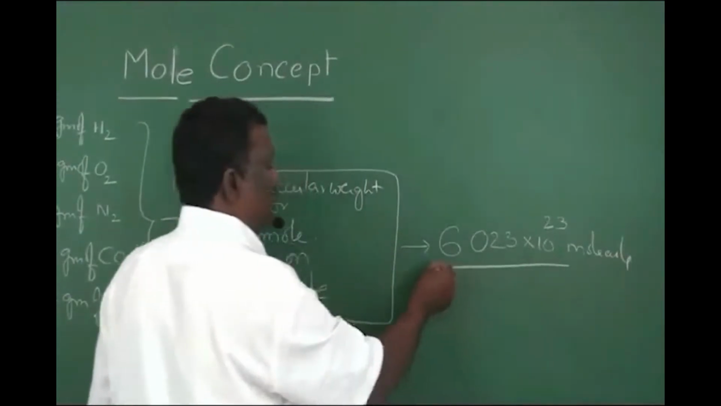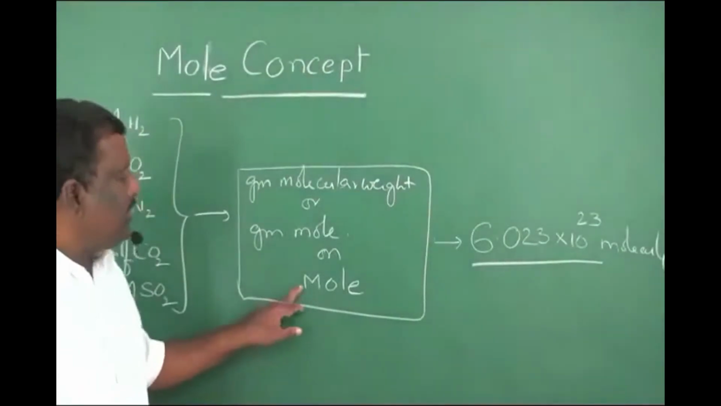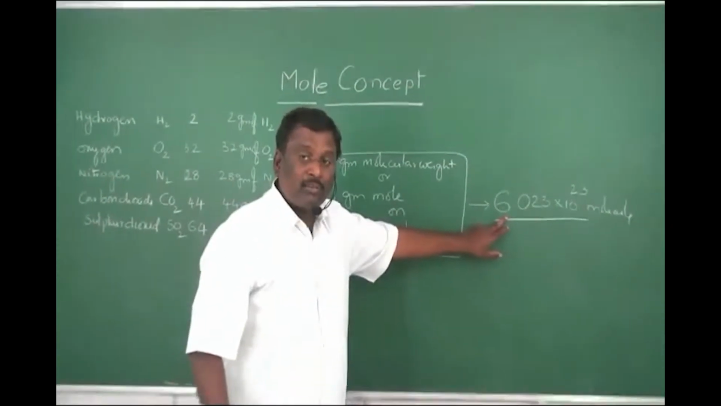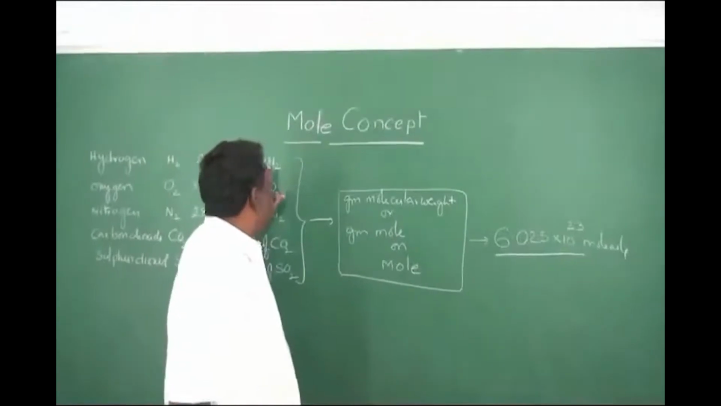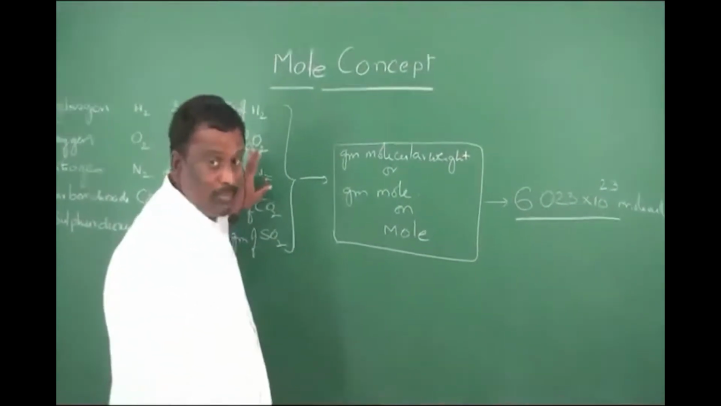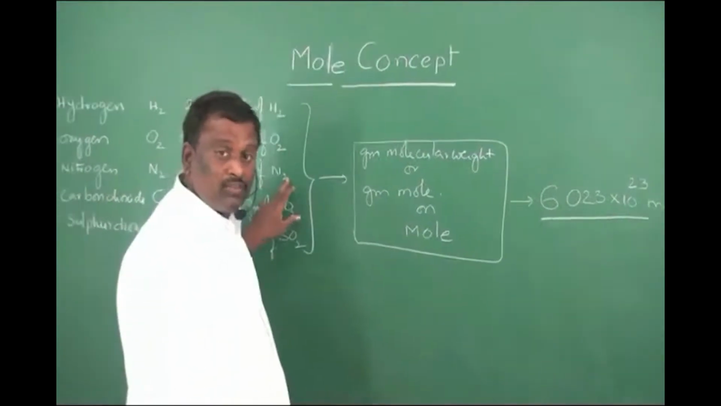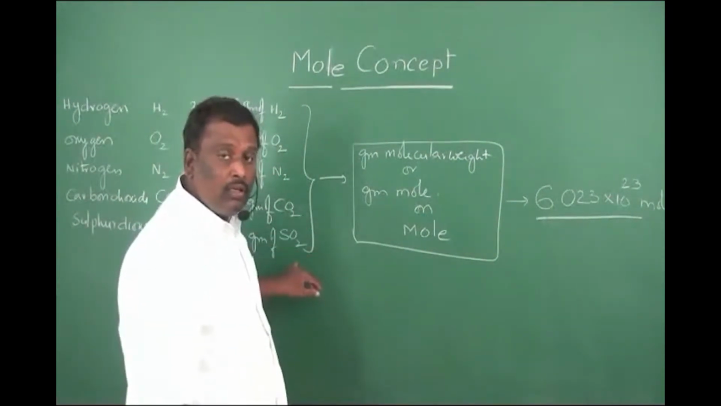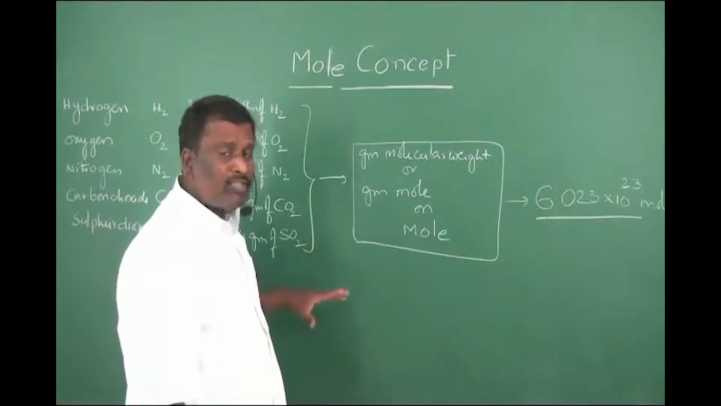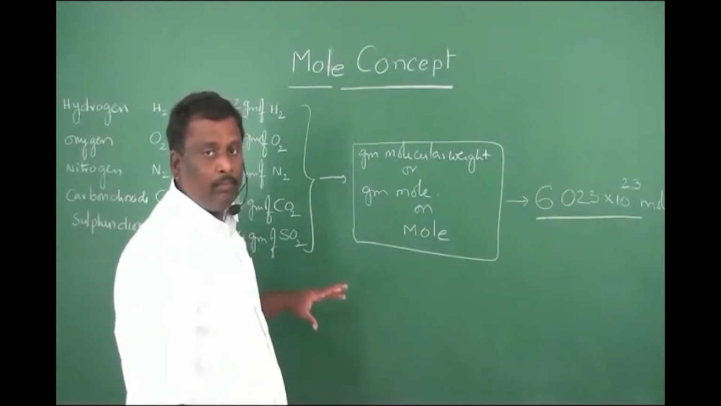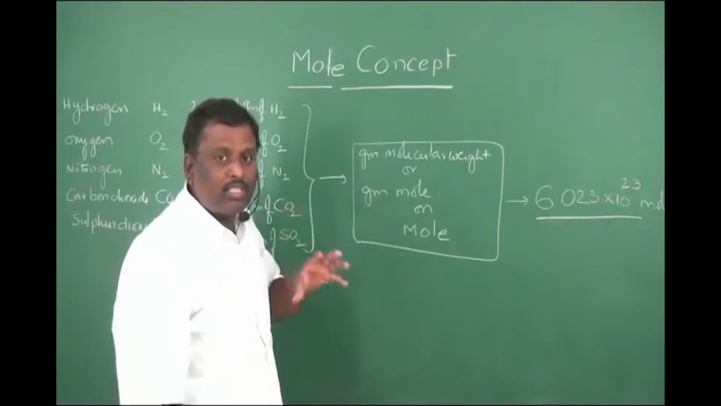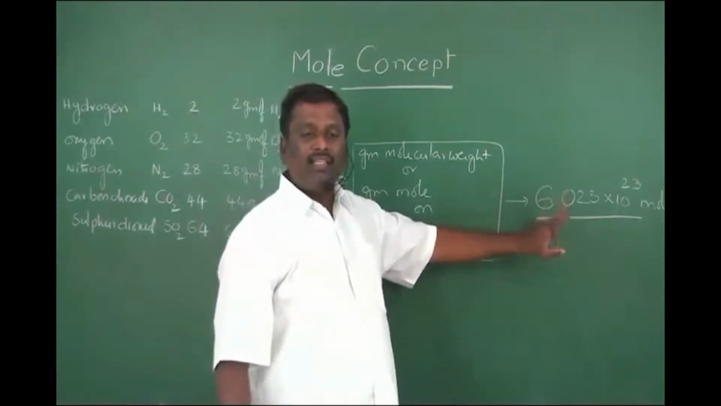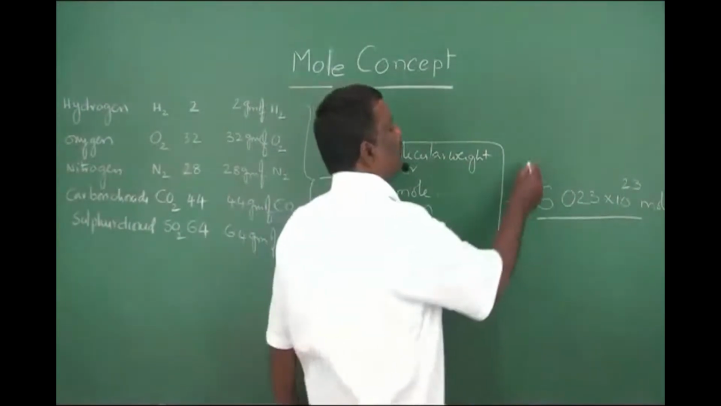These are the number of molecules that are present in 1 mole or 1 gram molecular weight of the substance, or in 2 grams of hydrogen, or 32 grams of oxygen, or 44 grams of CO2, or 28 grams of N2, or 64 grams of SO2, whatever the substance that you are taking. 1 mole of that substance will contain that number of molecules, and this is said to be Avogadro's number.